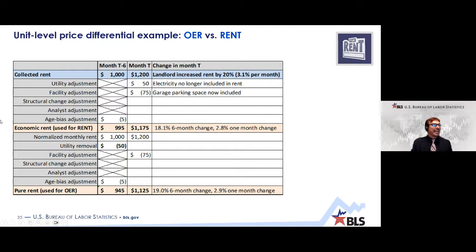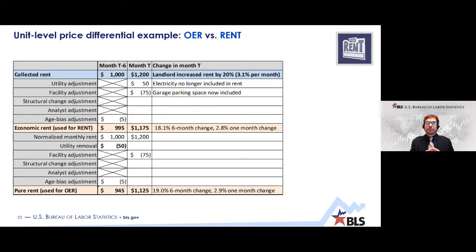We also do a series of other adjustments that can be performed on structure type, and our analysts can make some adjustments. The other one I'm going to note here today and highlight is our age bias adjustment. Lots of literature on this. We have a scholarly article published on our website explaining how we derive this measure. But in a nutshell, houses depreciate over time as they age.